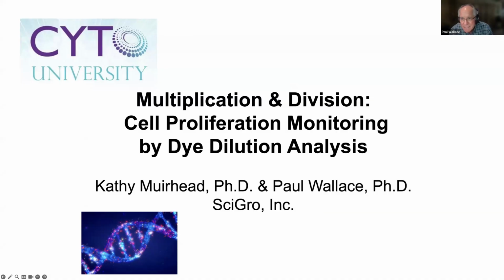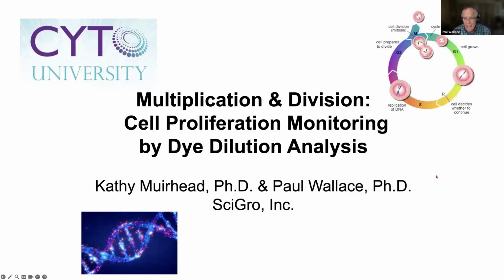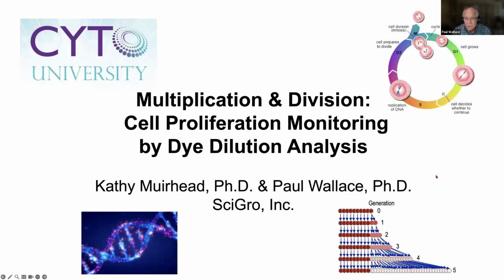All right, so the topic today is multiplication and division, cell proliferation monitoring by dye dilution analysis. Cell proliferation is a topic of interest to cytometrists since the very beginning of the field. And basically, proliferation represents increases in cell number due to cell growth and division, and decreases in cell number due to cell death or differentiation as they exit from the cycle.